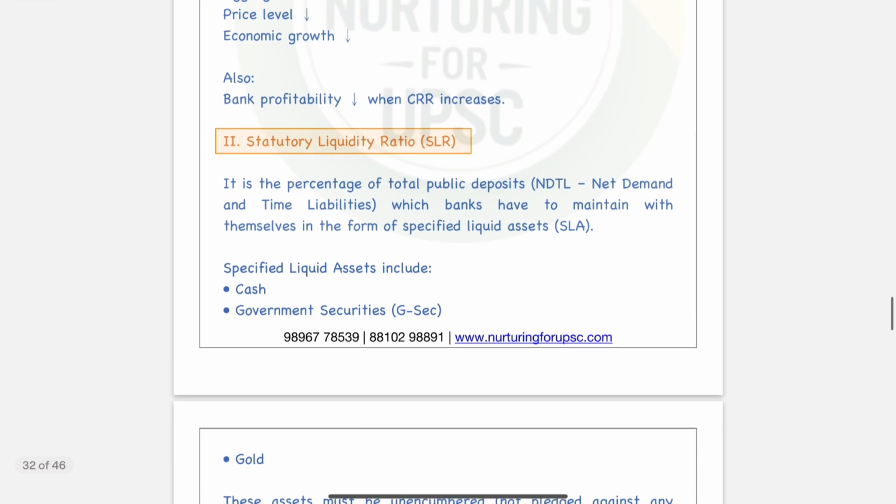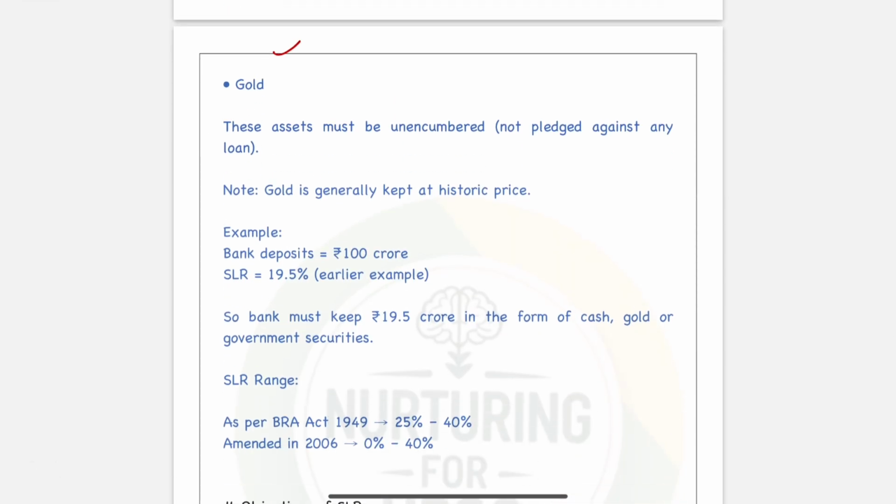Then additionally there is the SLR also. It's a percentage of total demand and time liabilities which banks have to maintain with themselves, again in the form of statutory liquid assets. So फिर liquid assets, it can be cash, G-Secs and gold, so that they are in a good position in terms of their balance sheets, and also it prevents banks from lending all of their deposits and being in a too risky position, so that their overall financial health is protected. Also these assets must not be placed against any loans, and gold is generally kept at a historic price.